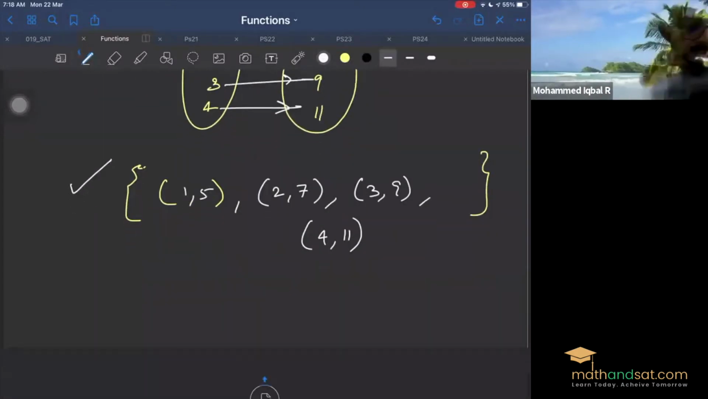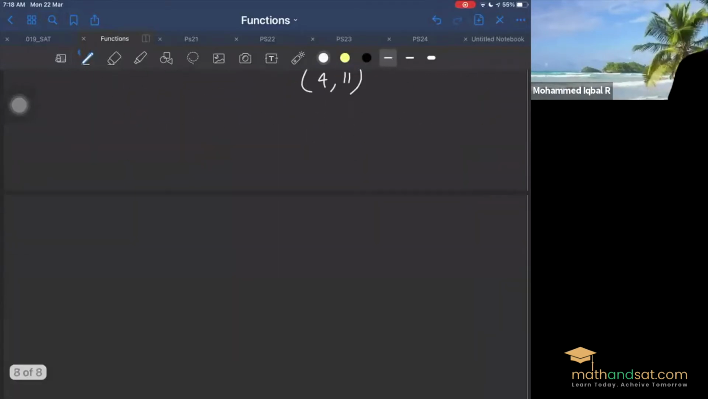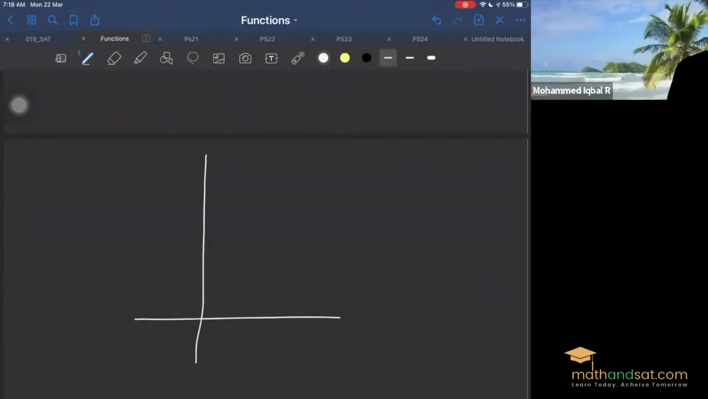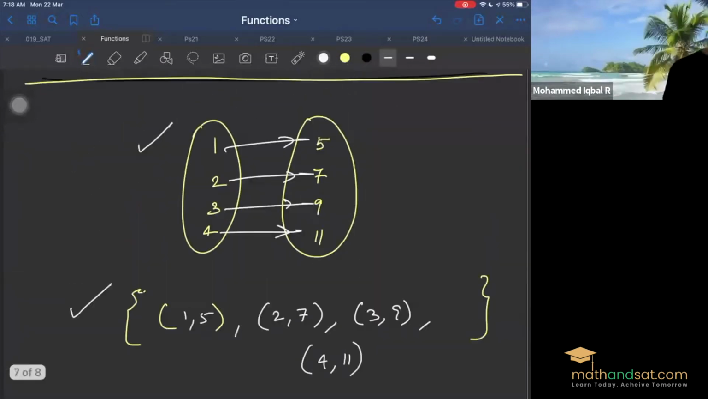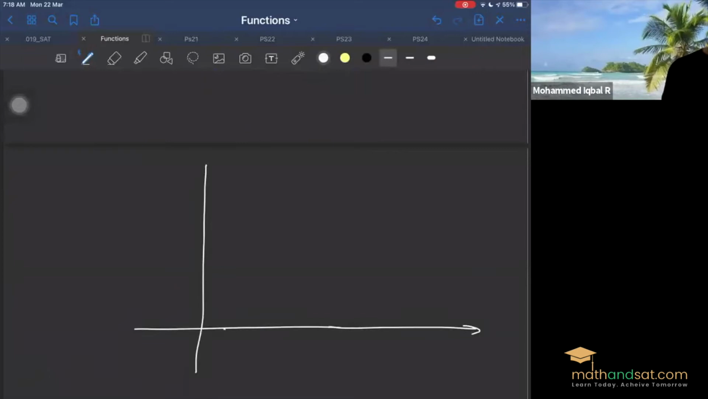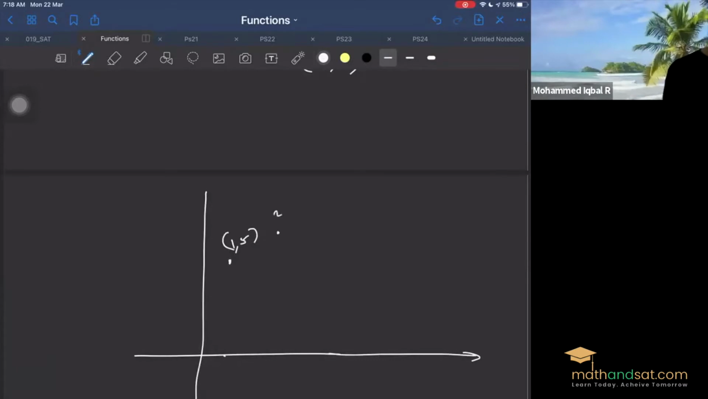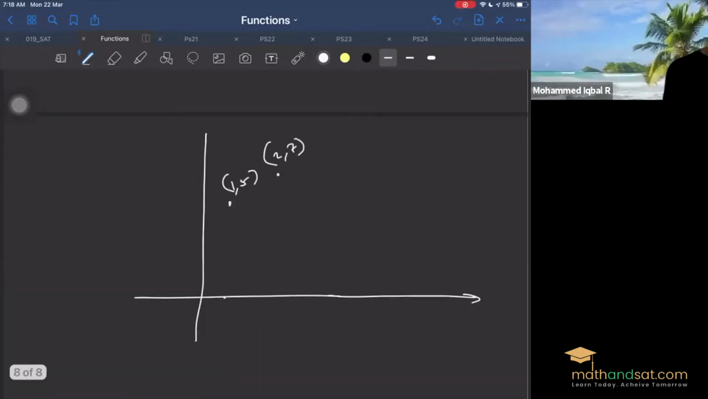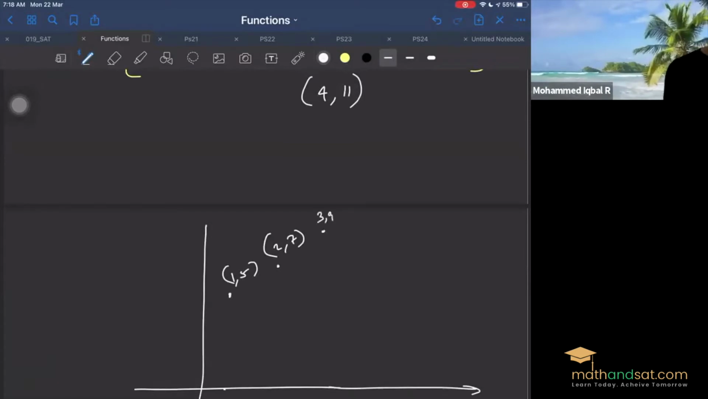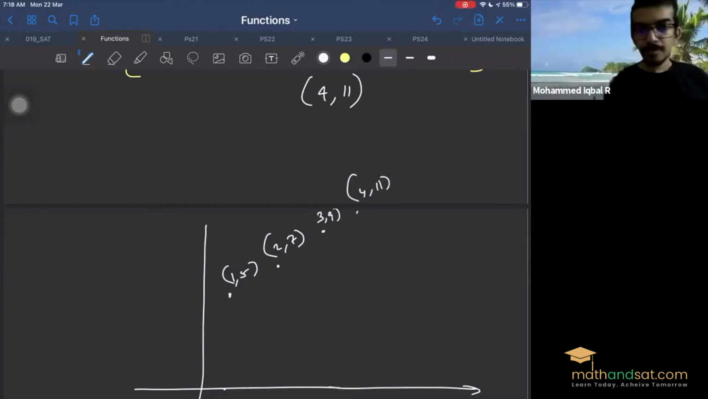Another way is to represent it on a graph. You take a graph and mark these ordered pairs. For 1, you have 5, so you mark (1, 5). For 2, you have 7, so you mark (2, 7). You have (3, 9), mark (3, 9). And (4, 11), you mark (4, 11). So that is another way to represent a linear function. The graph of a linear function will always look like a straight line. You have to remember that.